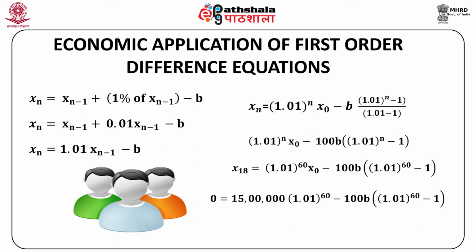As the loan has been availed for a period of 5 years, or equivalently 60 months, at the end of the term n is equal to 60, we must have x60 equal to 0. Also x60 is equal to 1.01 raised to the power of 60 x0 minus 100b into (1.01 raised to the power of 60 minus 1), or we have 15 lakhs into 1.01 raised to the power of 60 minus 100b into (1.01 raised to the power of 60 minus 1).